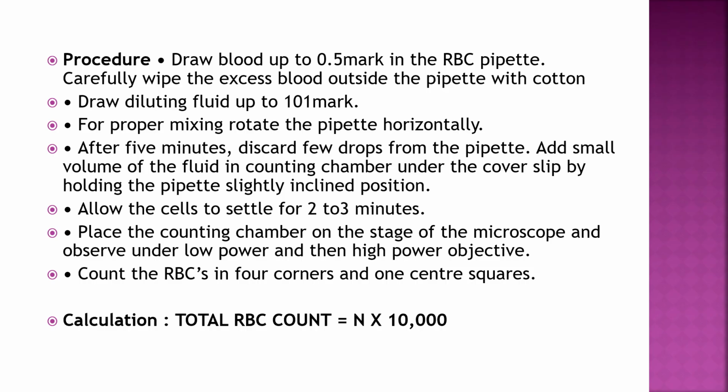Procedure: you have to take blood up to the 0.5 mark in the RBC pipette, and then dilute it with RBC diluting fluid up to the 101 mark, then mix, discard a few drops, load the chamber, wait for a few minutes, and then see the RBCs. The central square is the RBC counting area, and in that you have to count the total number of RBCs. The calculation is: total RBC count is equal to n into 10,000.